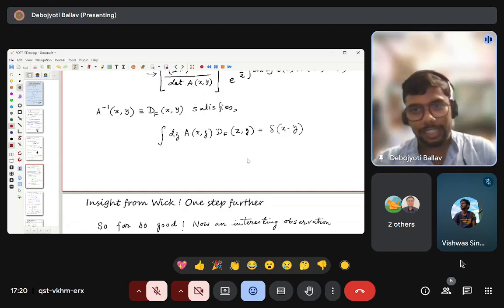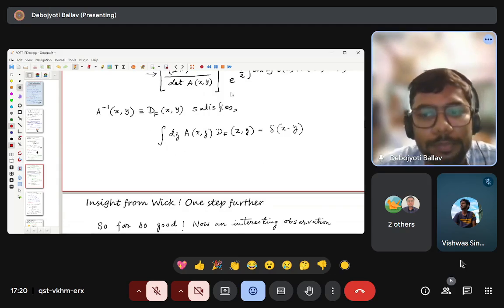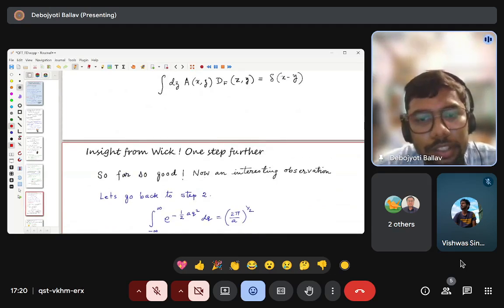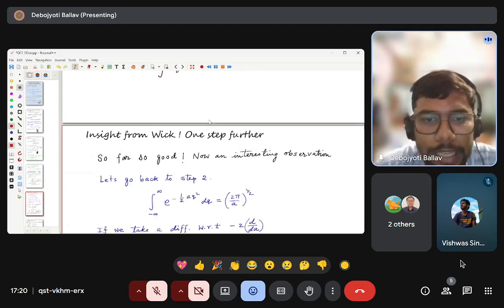Anyway, okay. So now we'll go a step further. We'll take a step back and we'll introduce an interesting observation. So earlier you have this integral. In step 2 we have done this integral with this parameter a.